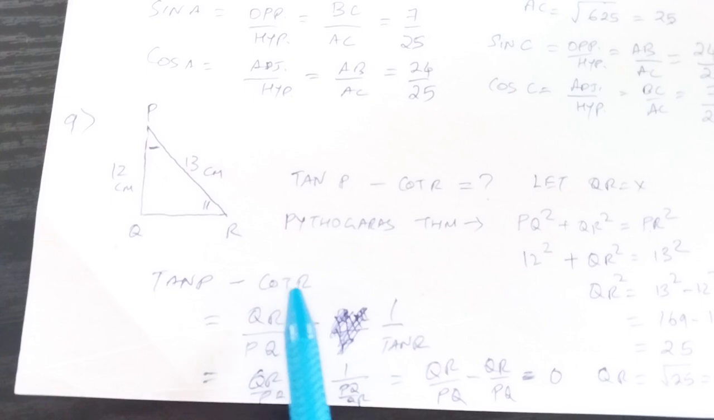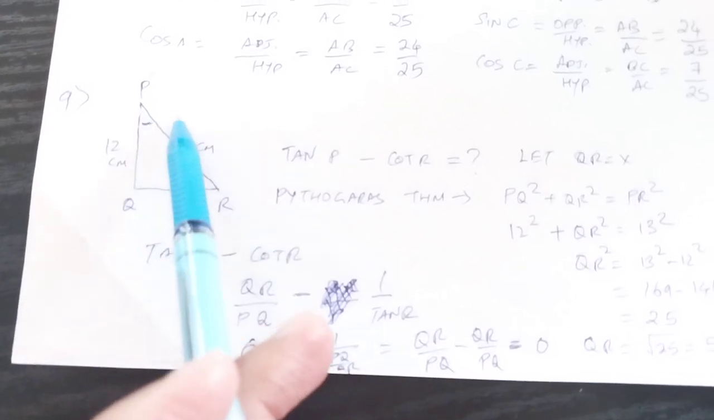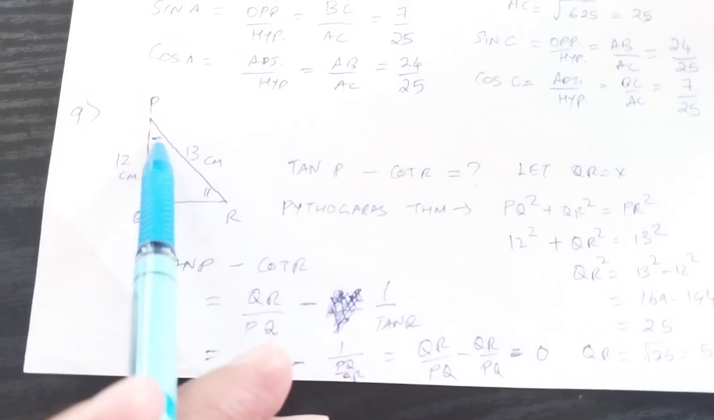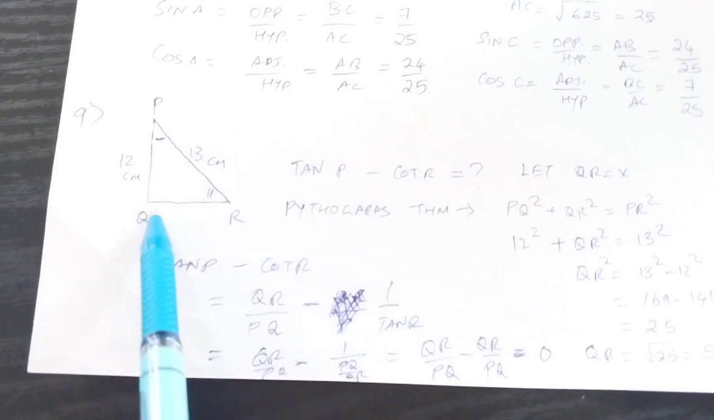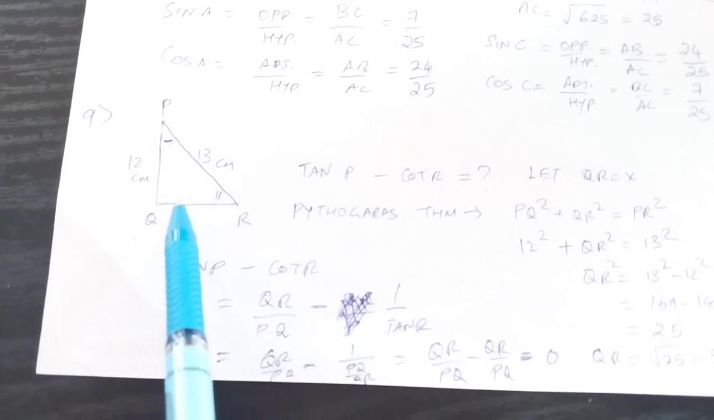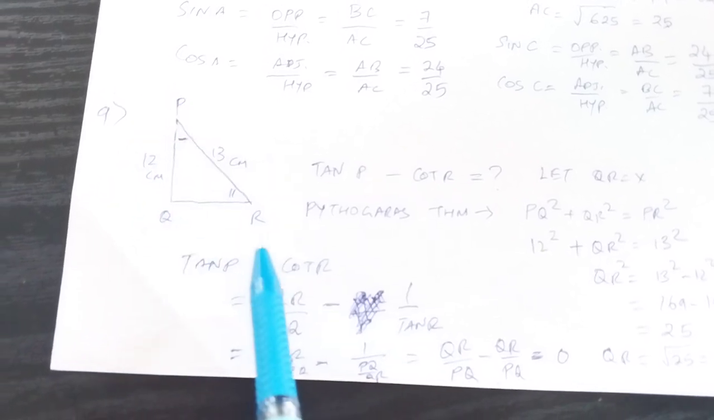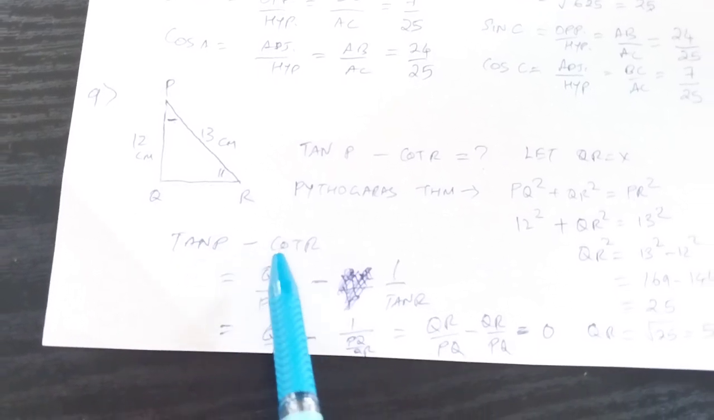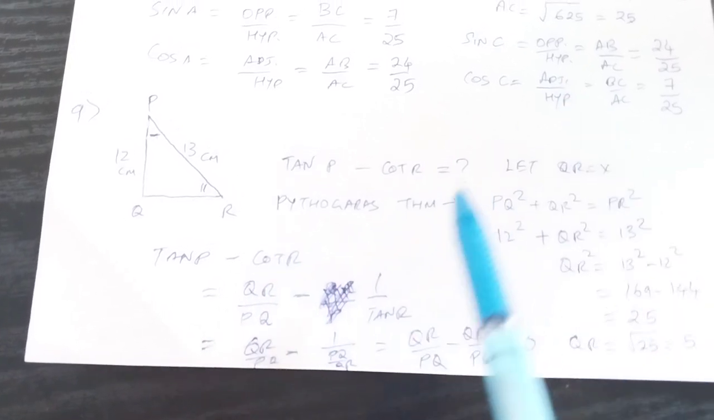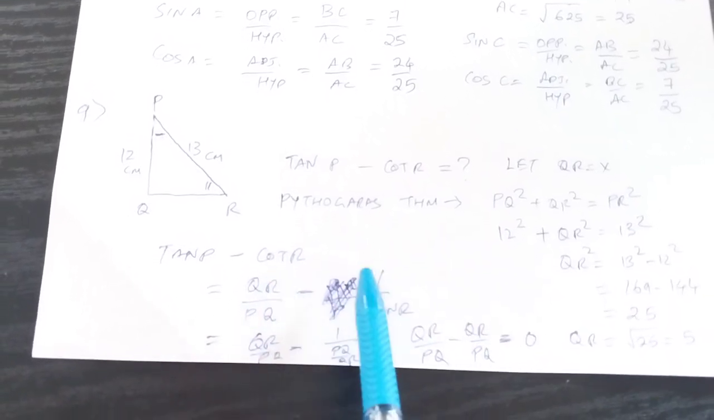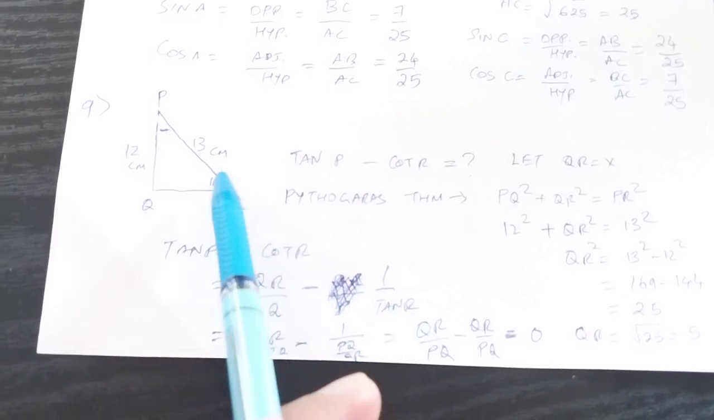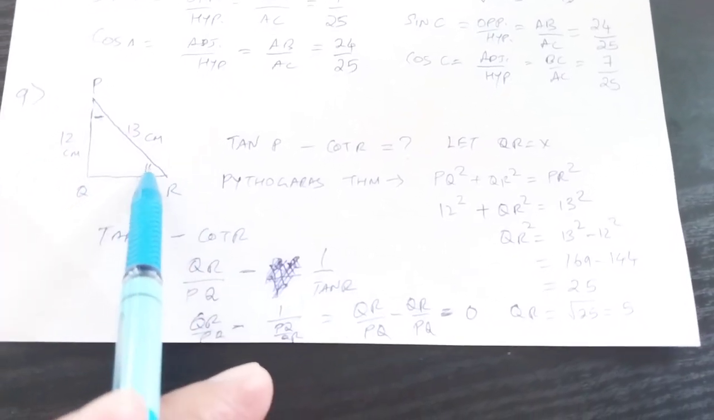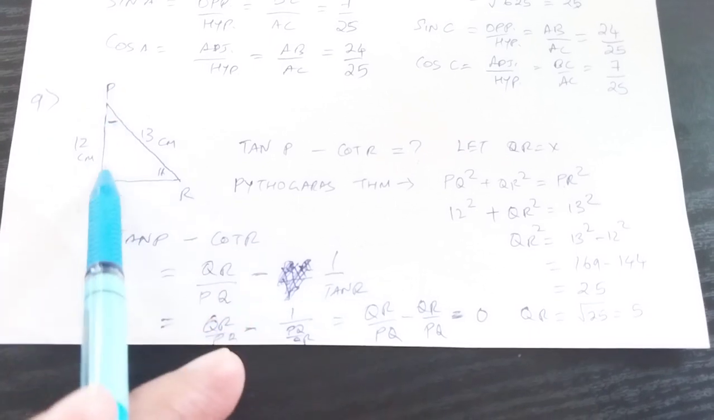Okay, now what is tan P minus cot R? Tan P is nothing but opposite by adjacent. Okay, tan of P. So for angle P, which is the opposite side, it is QR, right? What is the adjacent side? It is PQ. So QR by PQ is the value of tan P, correct? What is cot R? We know that cot is nothing but inverse of tan, right? So cot R is 1 upon tan R. But what is tan of R? Tan of R is opposite by adjacent for the angle R. So it is PQ by QR.